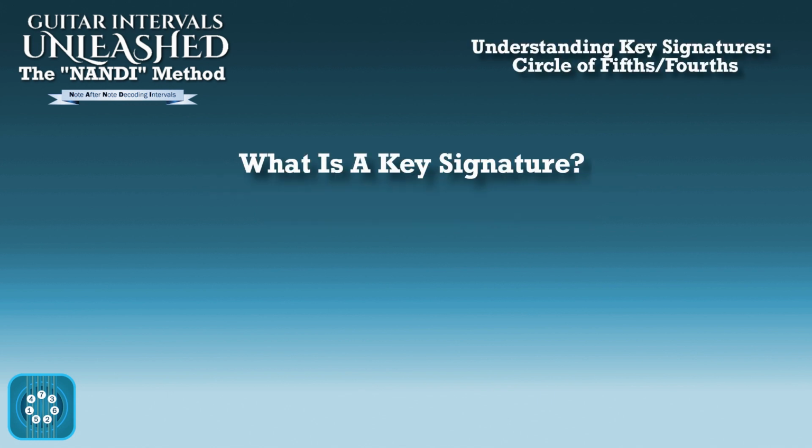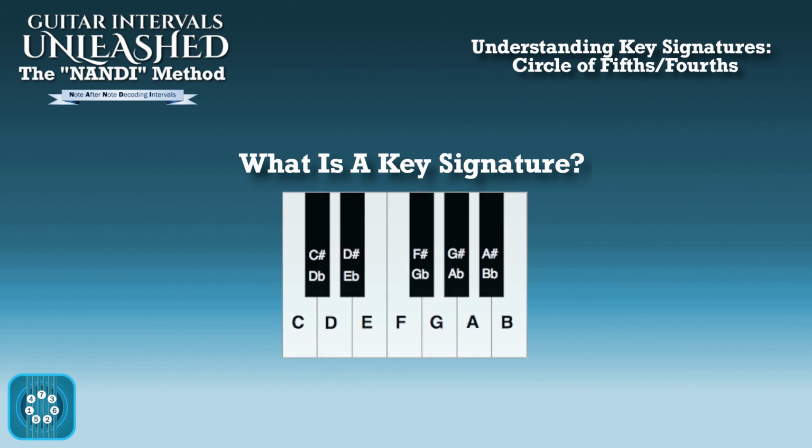So what is a key signature? Well, a key signature is how you know how many sharps or flats are in a given key. You might know from a piano that C major is just all the white keys, C, D, E, F, G, A, B, which means it has no sharps and no flats. And that's the key signature of C major: no sharps, no flats.